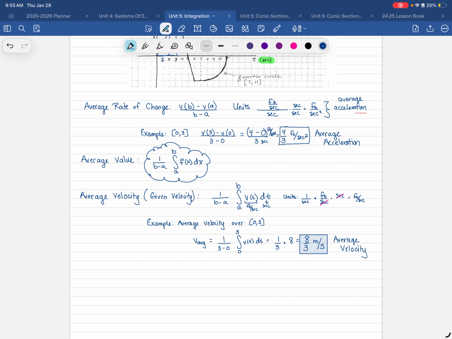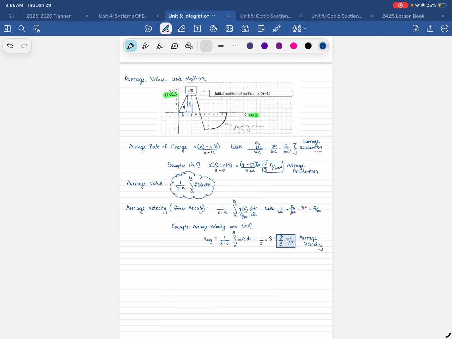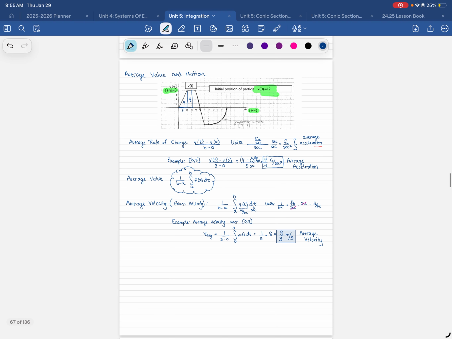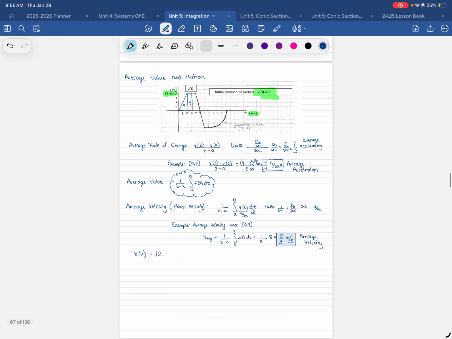All right, now what we're going to do is just see what else we can leverage with this graph since we're working with it, and it's stuff that we've seen before, just not with integrals. So one key piece of information that you'll notice is that x of 0 equals 12. And so I'm just going to go ahead and write that down. That means that at time 0, I'm already 12 feet away from my starting point, right? Or 12 feet away from wherever. I've already traveled a distance of 12, whatever that may mean.